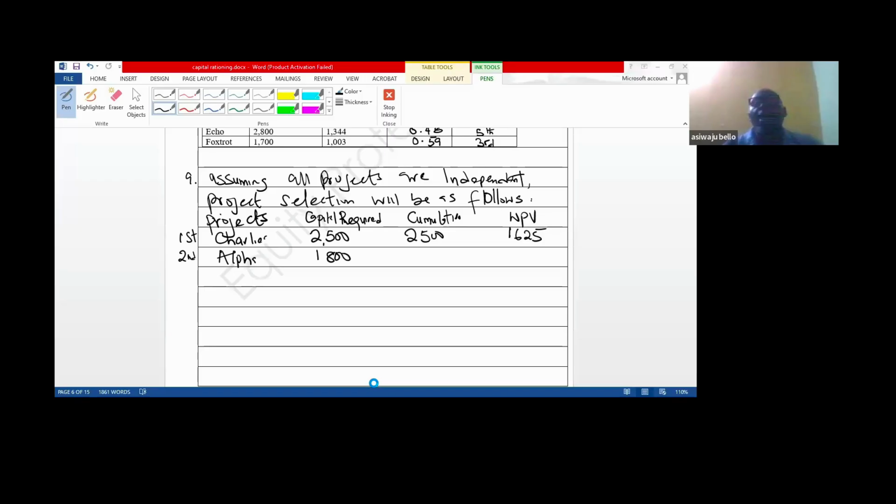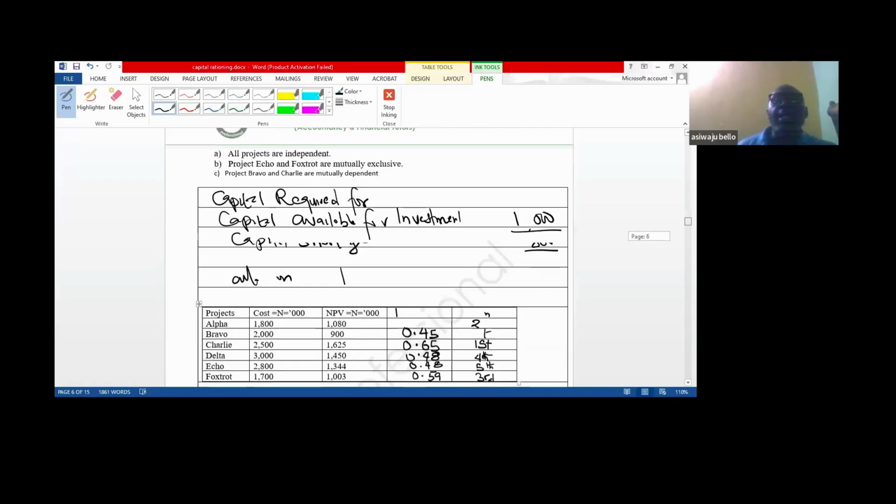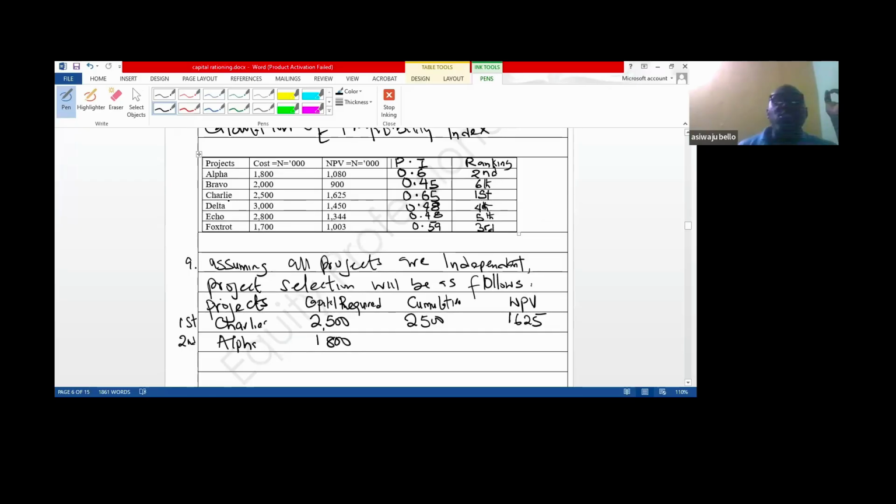Now, based on the ranking, we need to select projects. Look at the ranking, please. First rank, project Charlie, cost 2,500. NPV 1,625. You pick that. 2,500 capital required, cumulative 2,500, NPV 1,625.